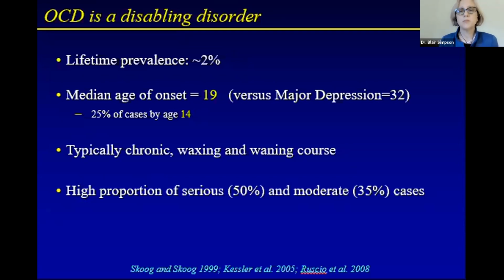When people get symptoms, typically, not always, but typically, the disorder is chronic with waxing and waning symptoms. And importantly, if you've got a diagnosis of OCD, chances are you've got moderate to serious symptoms. There are far fewer cases on the mild side. So if you add all that up, the prevalence, the age of onset, the fact that it's typically chronic, and the fact that when you have it the symptoms are more likely moderate or severe, that's what makes OCD such a disabling disorder for so many people.